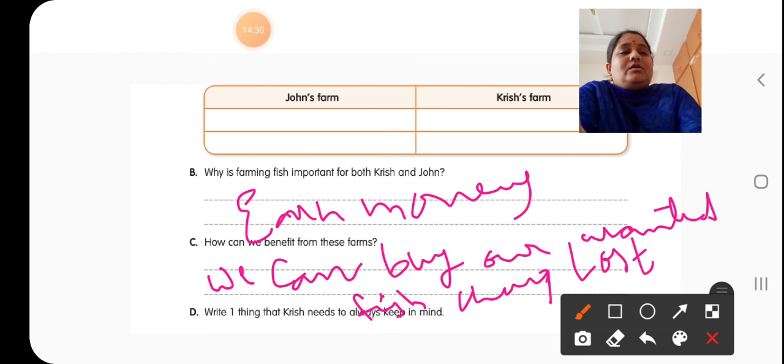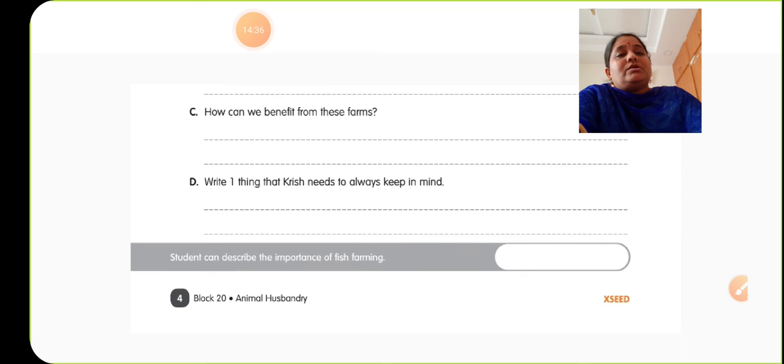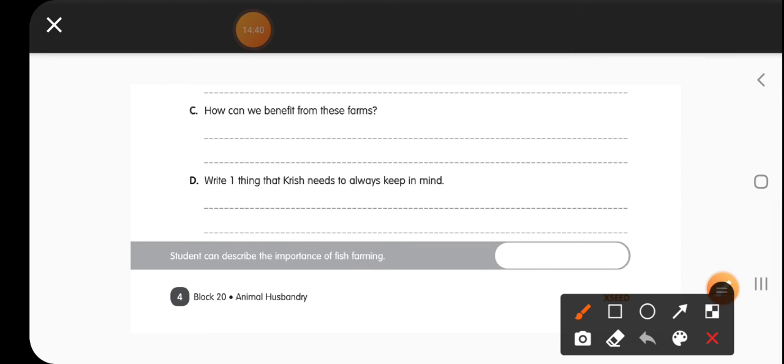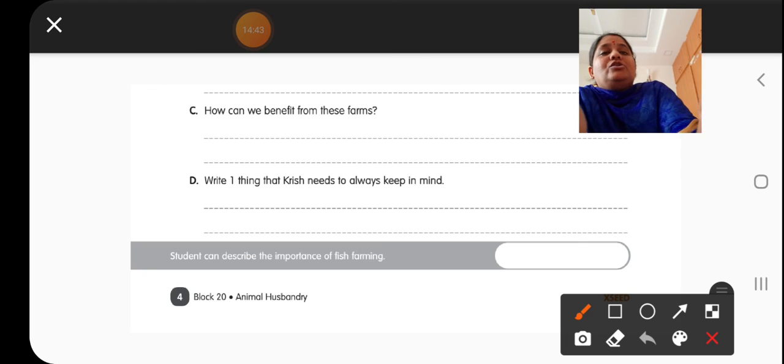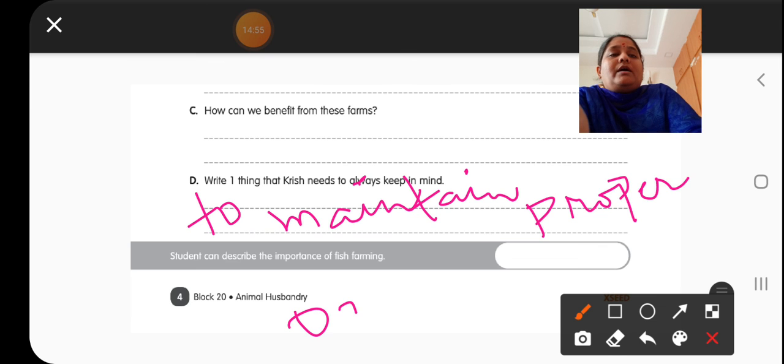Okay. Now the next question, children. Write one thing that Krish needs to always keep in mind, because Krish is going with a fish farming method. The first and foremost thing that he should always keep in mind is to maintain proper oxygen levels.